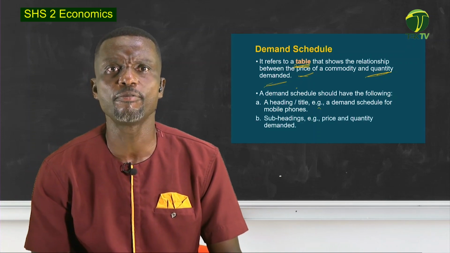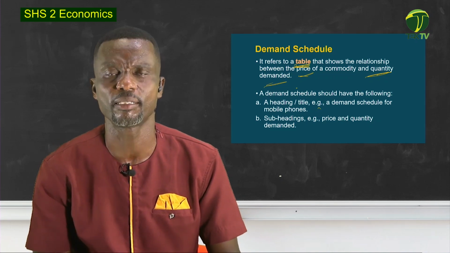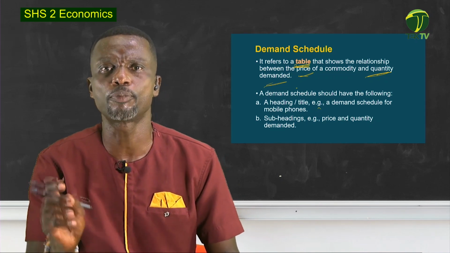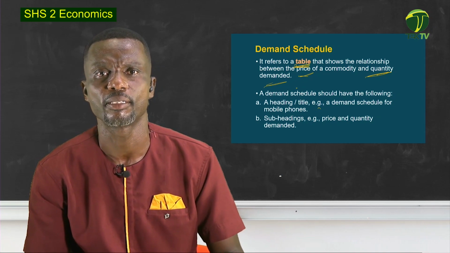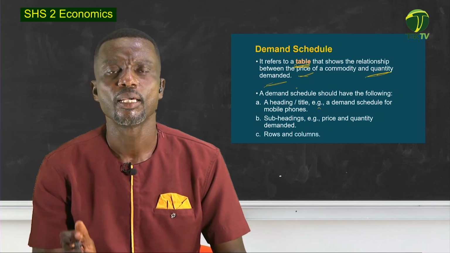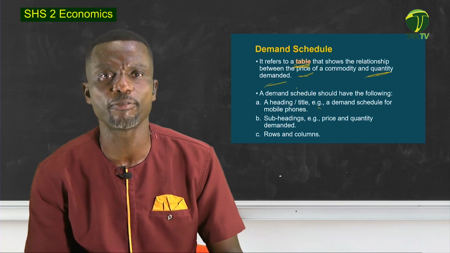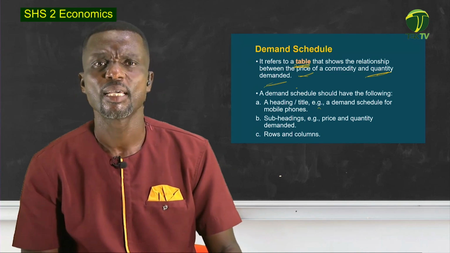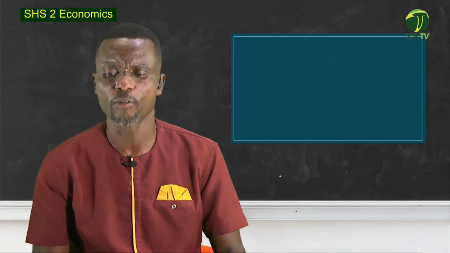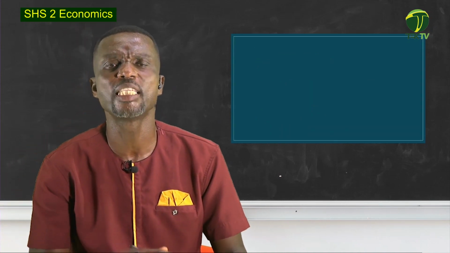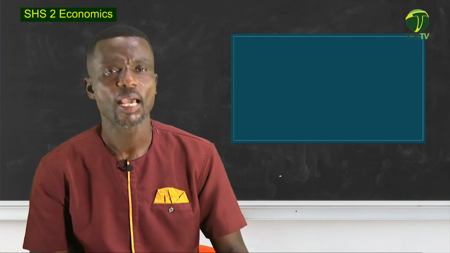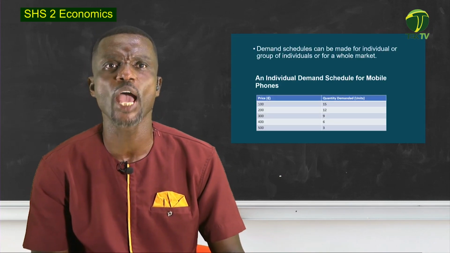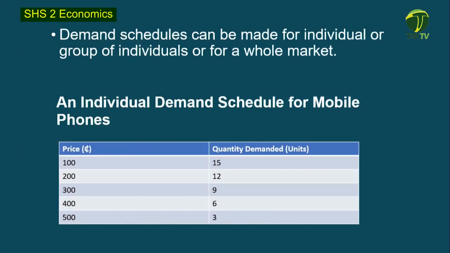Secondly, every demand schedule must have subheadings. And the subheadings are the price and the quantity demanded headings. Thirdly, a demand schedule must have rows and columns. So let's take an example of how a demand schedule can be done. Like in the table we have here, we have prices and quantity demanded. We can use this table to do a schedule.